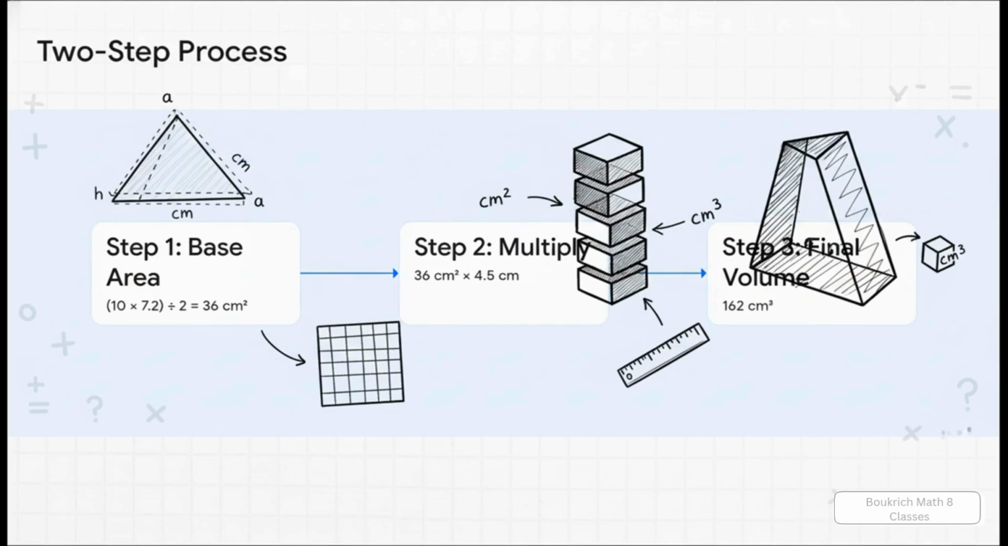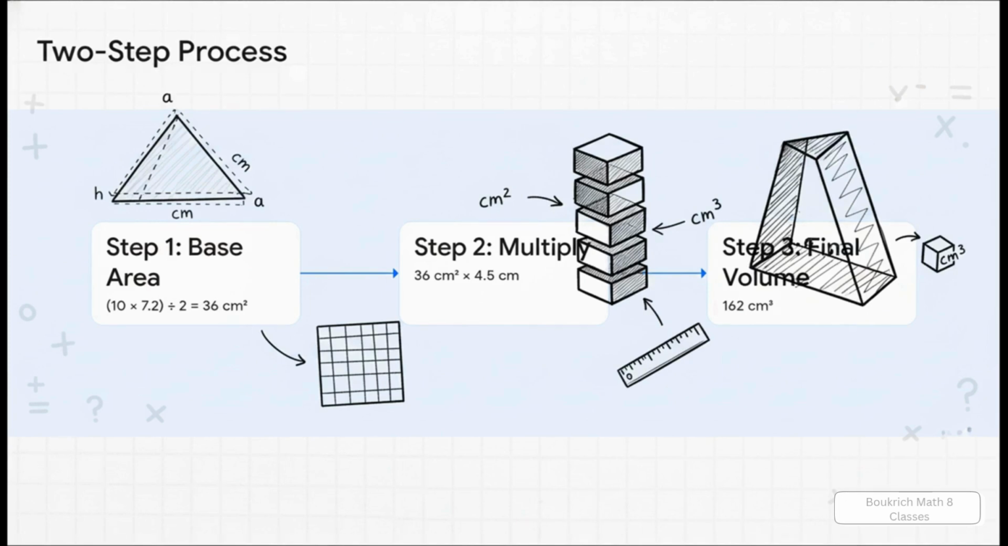Step 1, we find the area of the triangle. So 10 times 7.2 divided by 2 gives us 36 square centimeters. Step 2, we take that area, 36, and multiply it by the prism's height. So 36 times 4.5 gives us our final volume of 162 cubic centimeters. See? Not so bad, right?